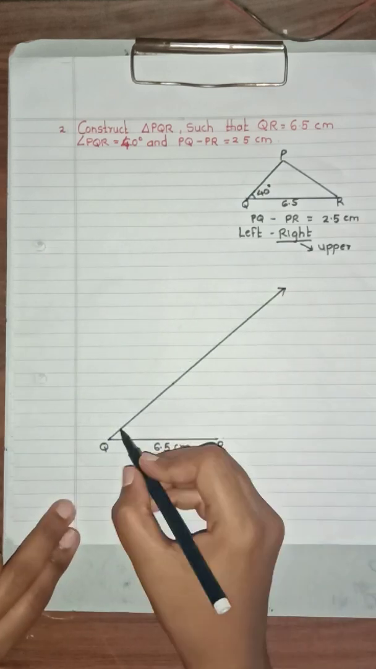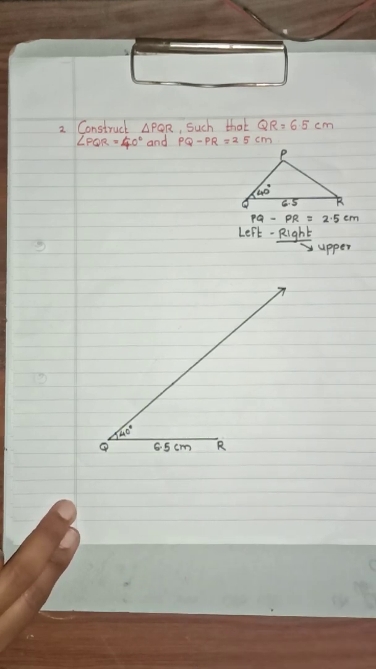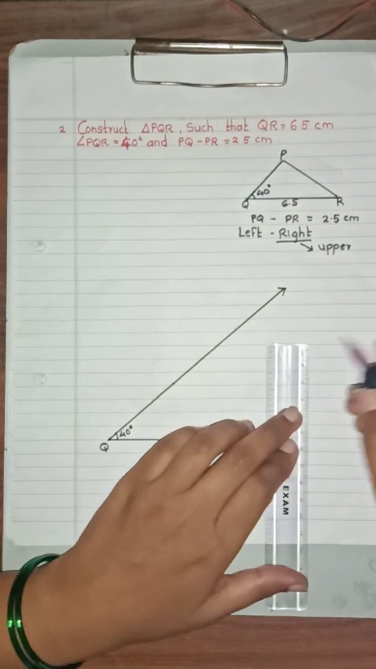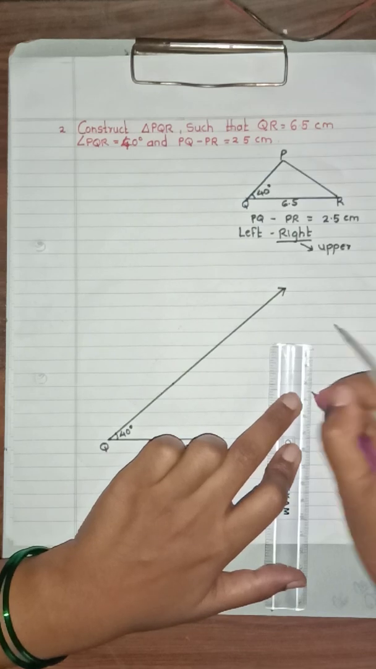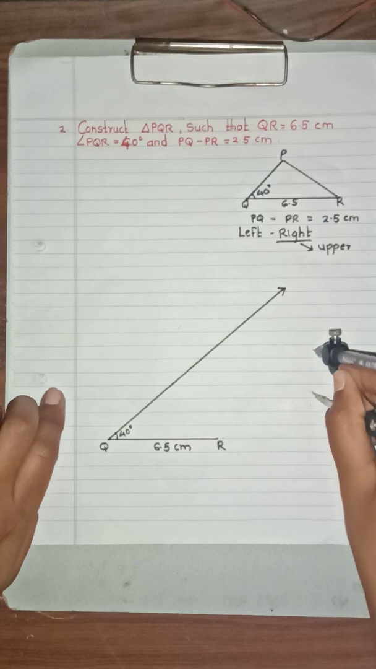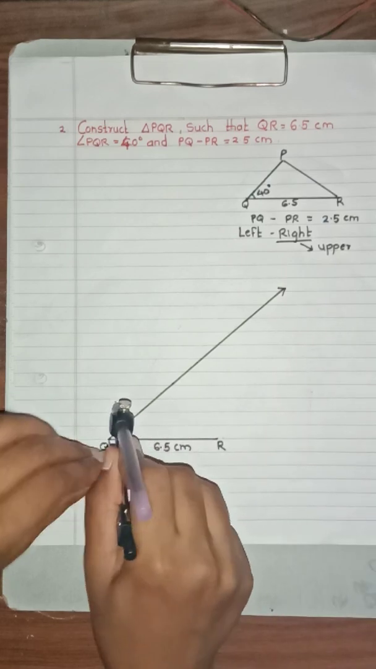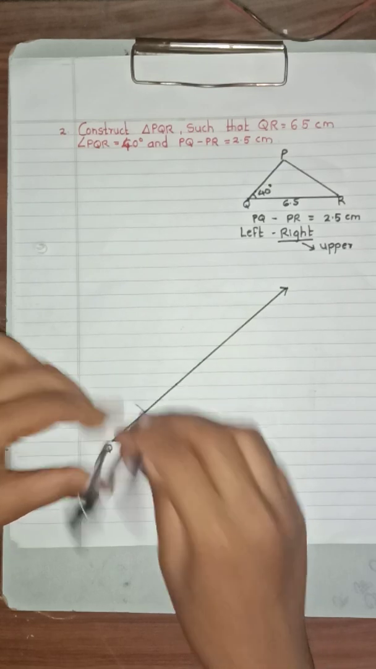This angle will be of 40 degrees. Now with the help of your compass you have to take a distance of 2.5 centimeters. So mark here 2.5 centimeters. So at point Q you have to keep your compass and you have to mark an arc.